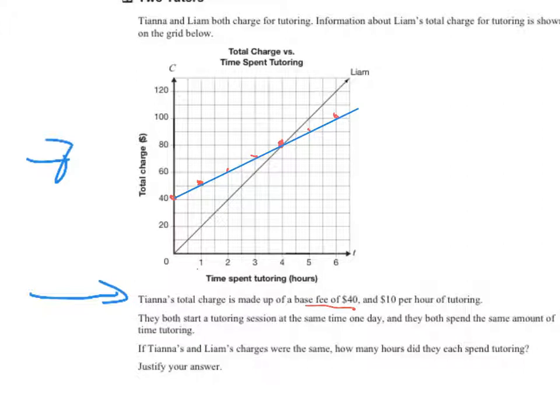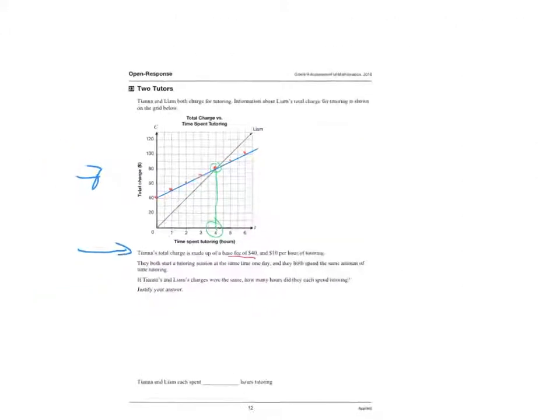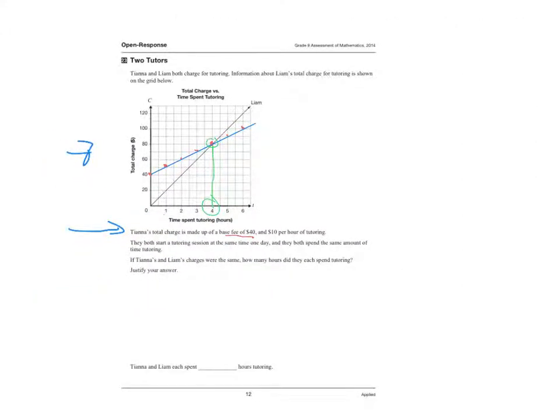So where do my lines intersect? Right here, at x is equal to 4. So I can put Liam and Tiana each spent 4 hours tutoring.